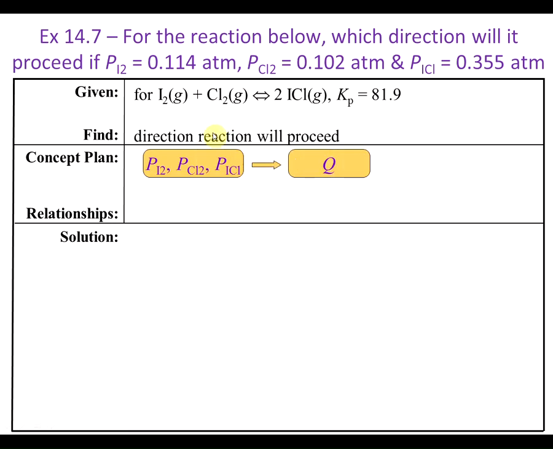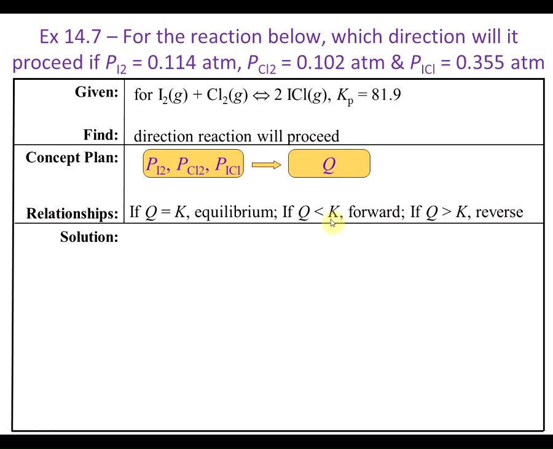So if we've got the initial amounts of our products and reactants, and we want to know which direction the reaction will proceed, we're basically looking for our Q value. Remember, if Q is equal to K, then we're at equilibrium, so the reaction is not going to move forward or backwards.